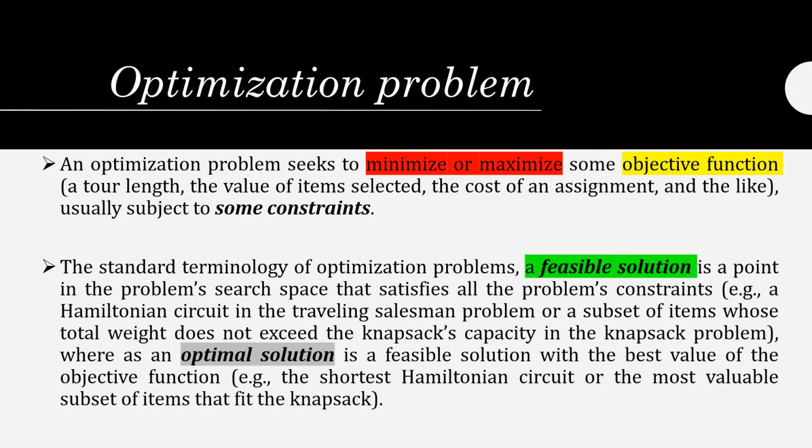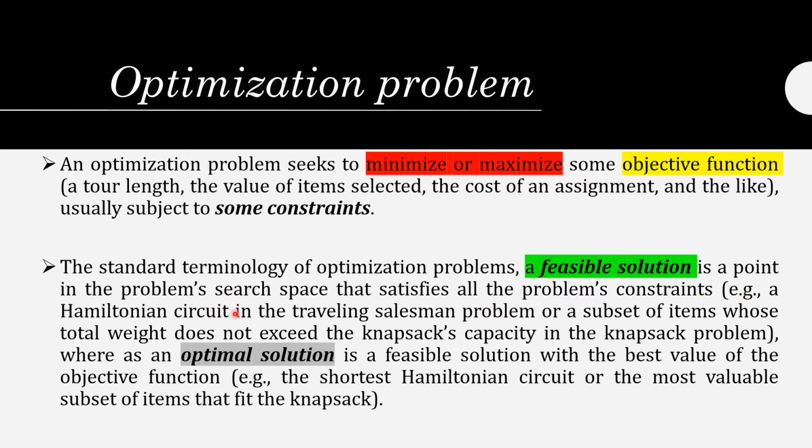And what is a feasible solution and an optimal solution? This is the standard terminology of an optimization problem, right? A feasible solution is a point in the problem search space that satisfies all the problem constraints.